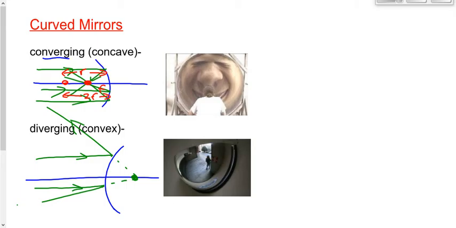The rays of light hit the mirror and then they reflect off of it as if they were coming from the focal point. Now we'd say 2f is over here, or the center of curvature is over here as well. All rays parallel to the principal axis diverge or spread out away from the focal point. All right.